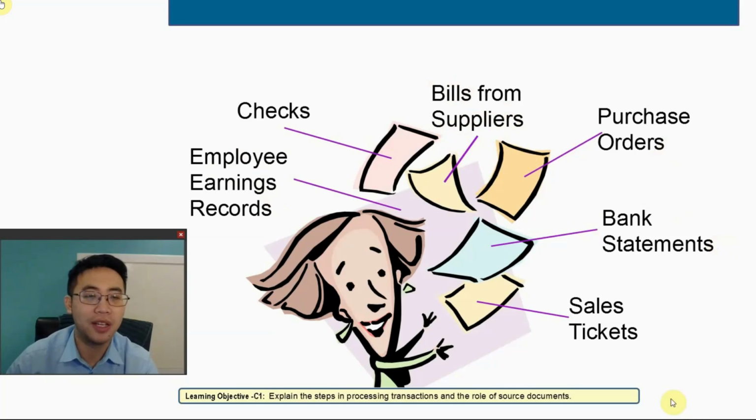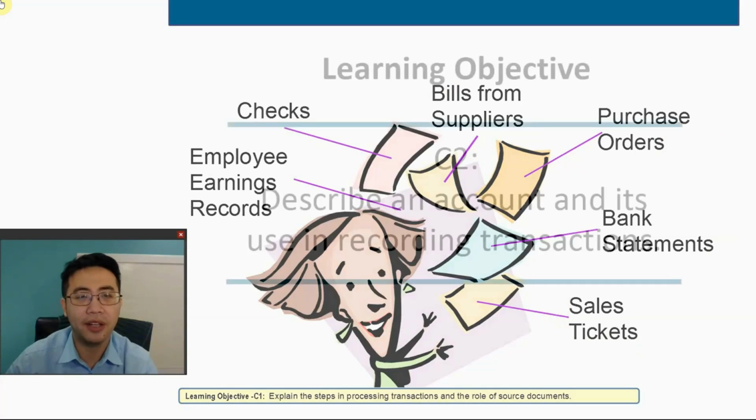You also have sales tickets. When you deliver your service or products, you may not get 100% paid in cash. You may have accounts receivable. You may have a sales ticket. So these are the source documents you're going to be dealing with every time you are running a business. And each source document will be recorded as an accounting activity.